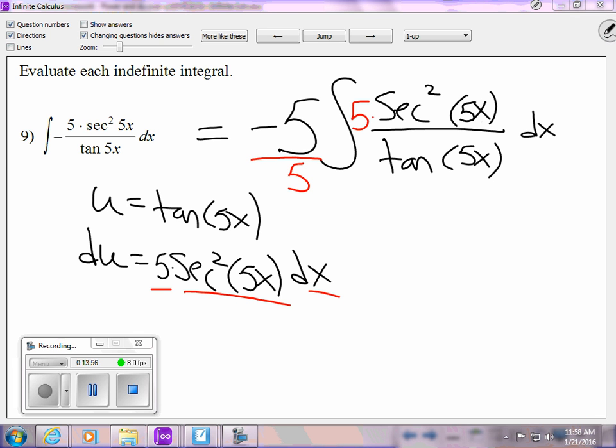So what number do I have on the outside? Negative 1. Now I need you to convert this to u and du. Find the u first. Tell me where it is. Bottom. So down here, that's u. And what is the 5 secant squared 5x times dx all equal to? Du, right? We made it that way.